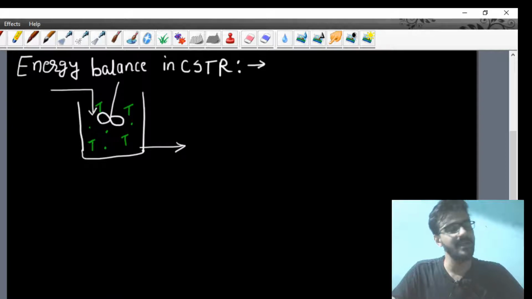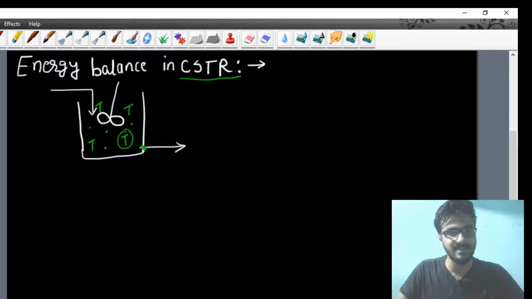Second thing is that due to the continuous stirring, the process variable is the same. So whenever we discuss the continuous stirred tank reactor, we generally assume that the process variable inside the reactor is equal to the process variable at the outlet of the reactor. If the temperature of the reaction mixture is T, then the temperature at the outlet will also be T. That you need to understand.